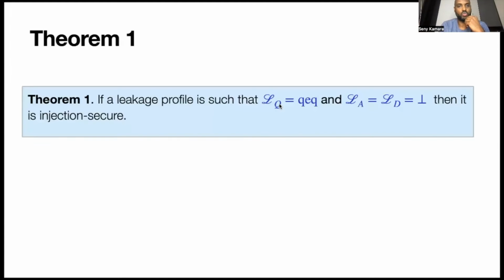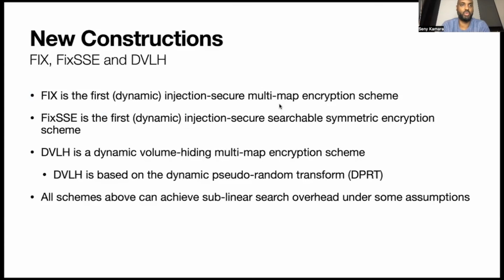Okay, so moving on to the contributions of the paper. One of the things that we prove in the paper is that if a leakage profile only leaks the query equality, so its only leakage is that it reveals if and when queries are for the same label, and it leaks nothing else, in particular its adds and deletes don't leak anything, then it's injection secure. That's the first thing that we prove.